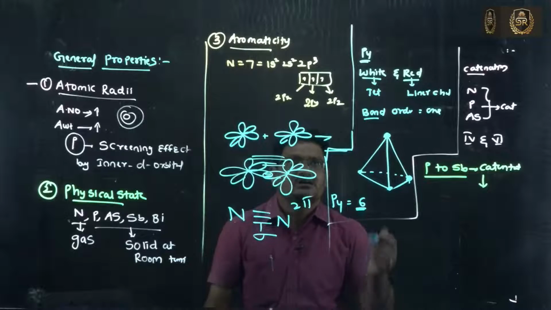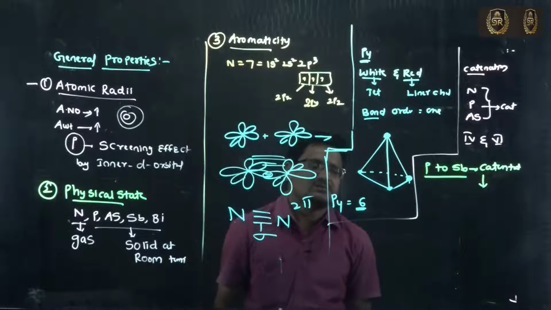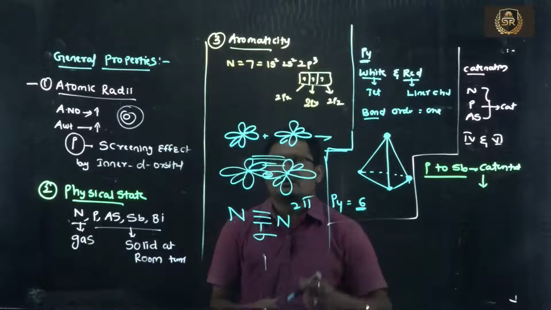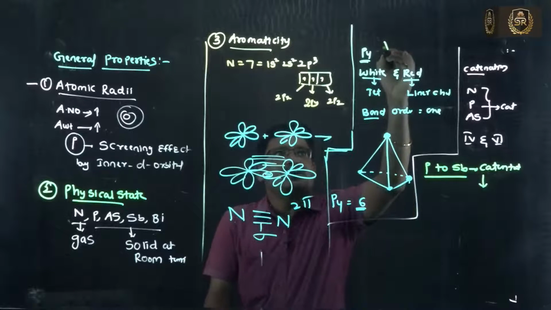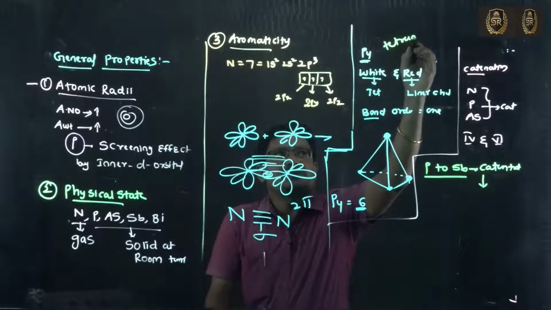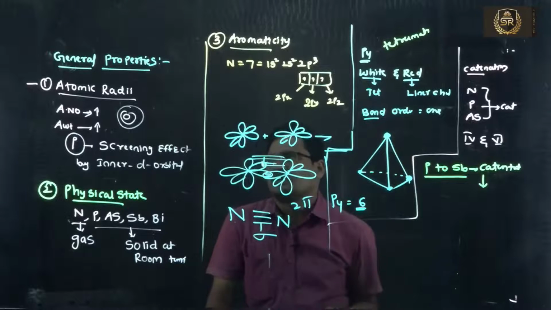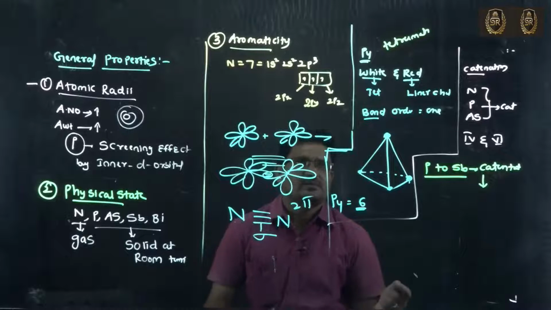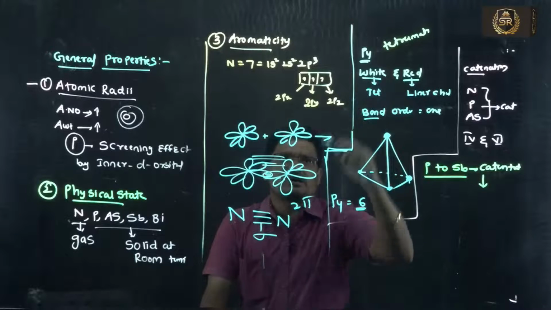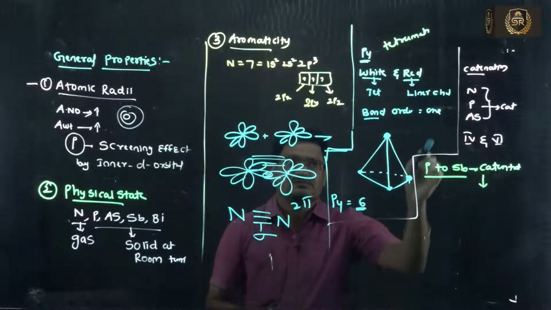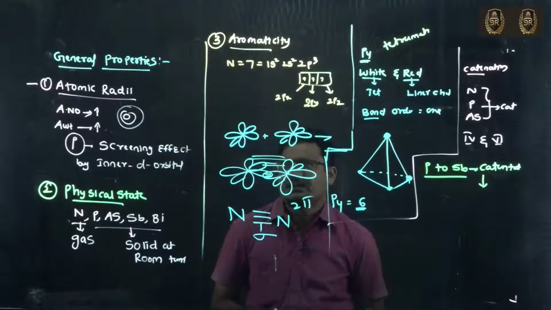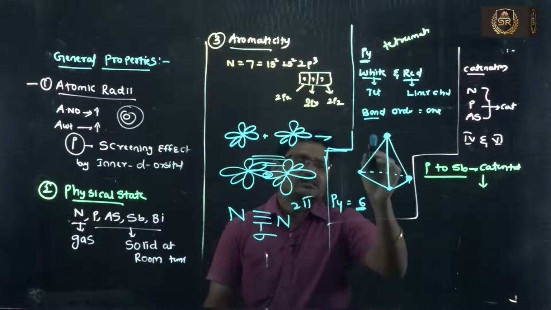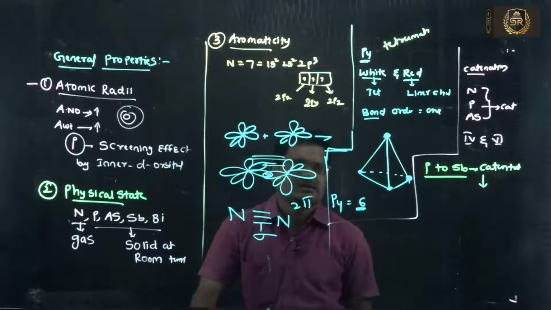And then phosphorus. Other elements are tetraatomic. That is, phosphorus has two types, P4: white phosphorus and red phosphorus. White phosphorus is tetrahedral in structure. Red phosphorus is linear tetrahedral. Its bond order is 1.